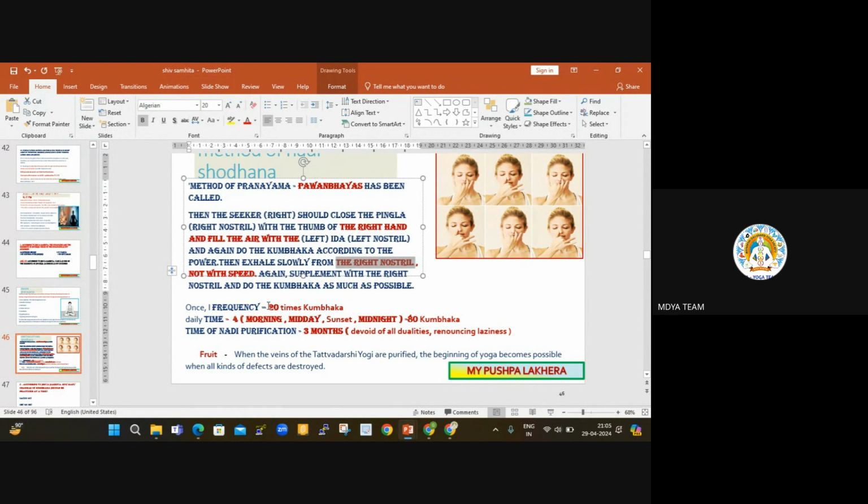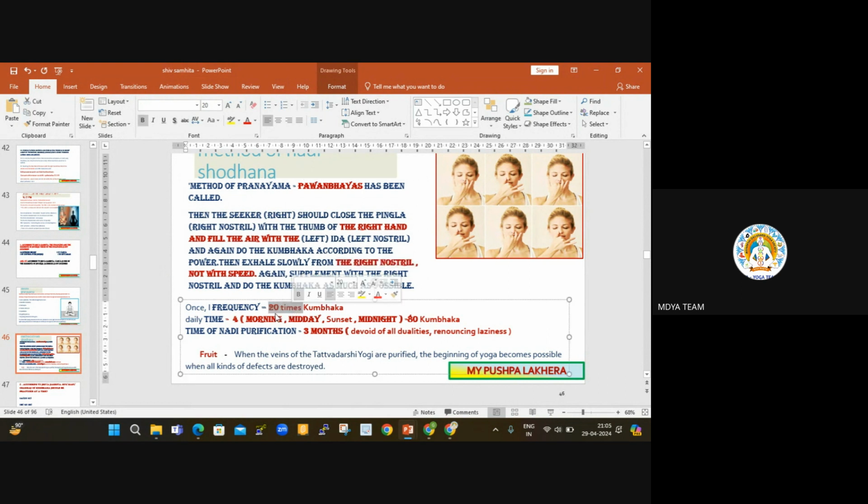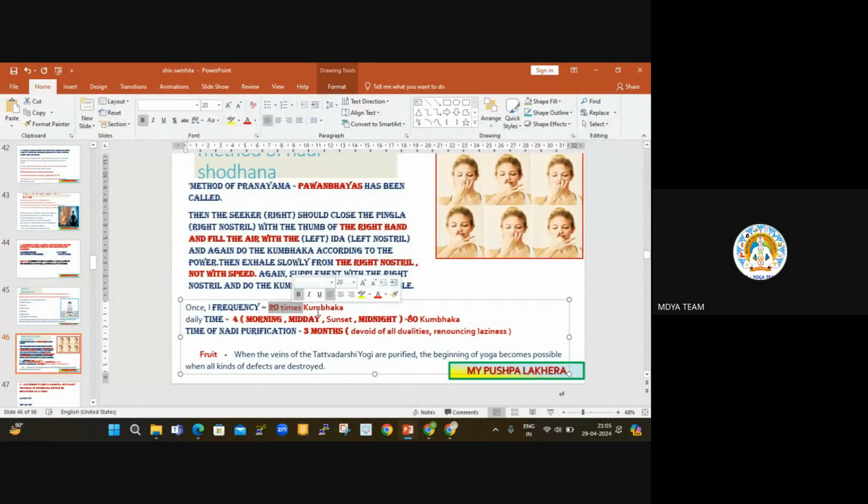How many rounds do you need to practice? That is 20 rounds. It is not 20 times; it means 20 rounds of kumbhak you need to apply. This is very important, please note it down. You need to practice 20 rounds in one practice. Okay, once. So in one practice, how many rounds do you need to do? 20 rounds. Yes, 20 rounds.